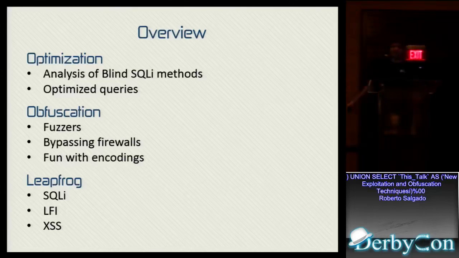Then in obfuscation, I'll just be showing fuzzers, how we can use fuzzers to find different obfuscation methods and stuff that can help us, how we can apply it to bypassing firewalls. And talk about some encodings too that can also be used for bypassing firewalls. And at the end, I'm just going to quickly mention my tool Leapfrog, which is a tool I've been slowly developing over the last year that helps you test the rules of firewalls and to just see how secure your firewall is, and it tries to provide some solutions as well to help you improve your firewall rules.